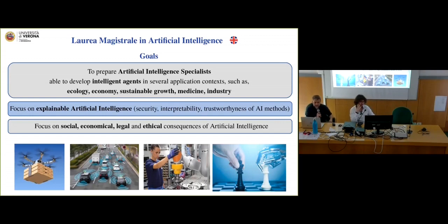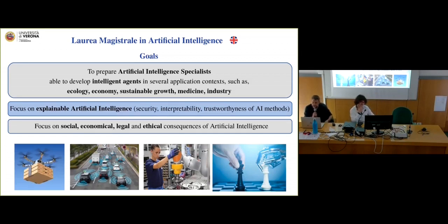What we think is that artificial intelligence should be trusted if we want to bring it into our lives. This is what we think the next step of artificial intelligence is: to bring intelligent agents inside of our lives. To do this step, we must trust artificial intelligence. This is why we decided to focus and to stress explainability a lot in this degree.